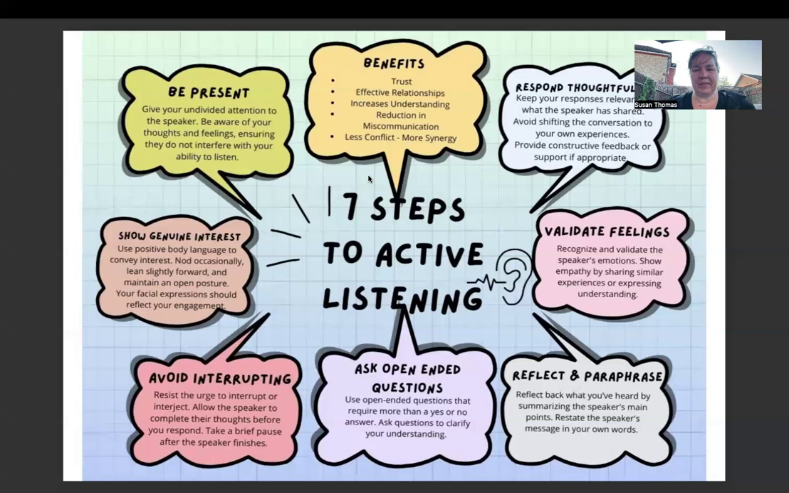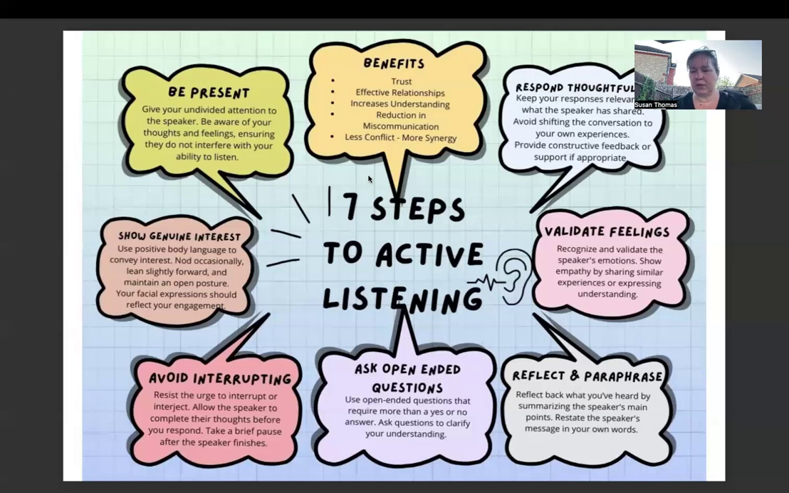Avoid interrupting. We all know an interrupter, and we all know how annoying that is. Resist the urge to interrupt or interject before the speaker completes their entire thought process. You want to listen to understand, not listen to respond. And before you respond, take a brief pause, like a 3-second pause, to formulate your response and give the speaker an opportunity to potentially add something to the conversation. That will really show them that you're interested, that you're in the moment, you are listening actively, and you're in it with them. So, avoid interrupting.